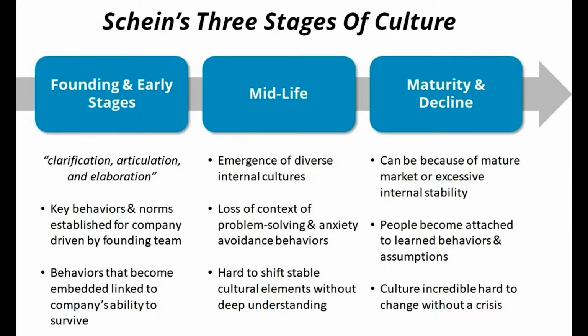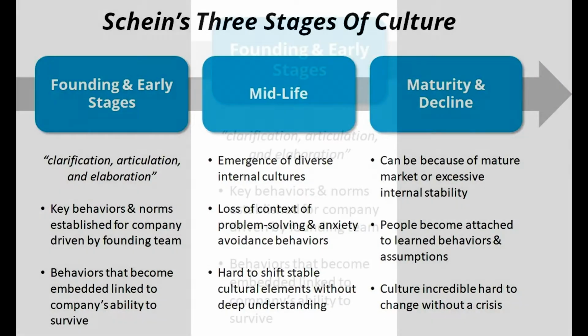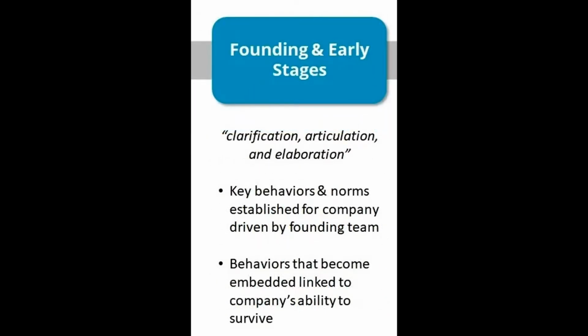According to Edgar Schein, there are three stages of culture change. Initial founding and early stages. During this period, the behaviors and the norms established by the company and especially the founder and key leaders will set the tone for the culture of the company for years. Schein described this period as clarification, articulation, and elaboration.